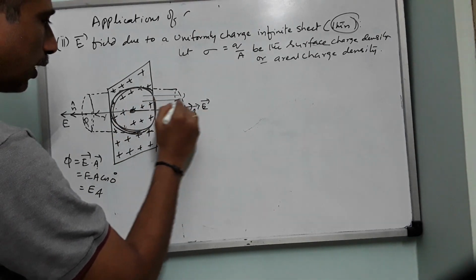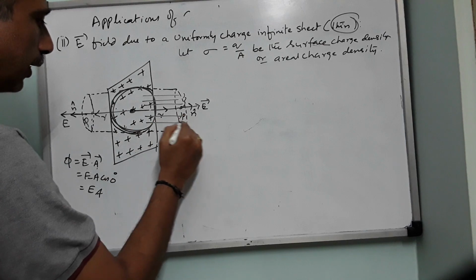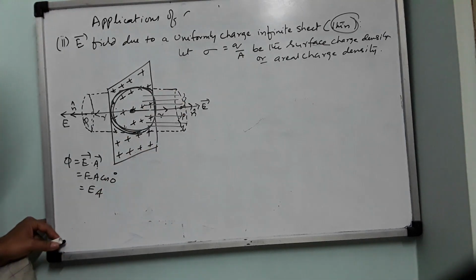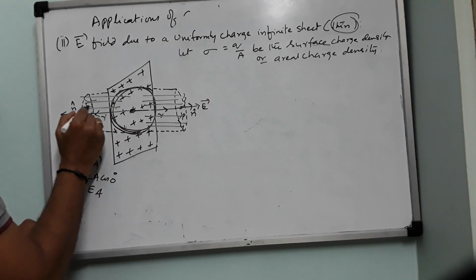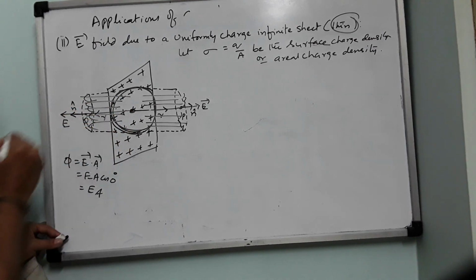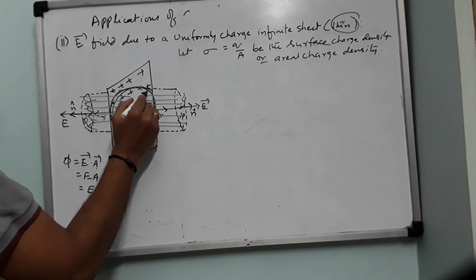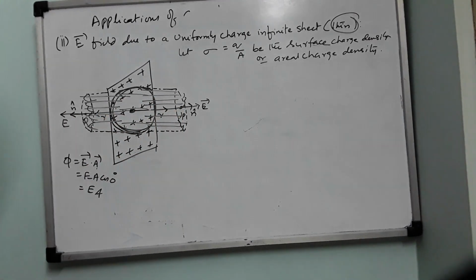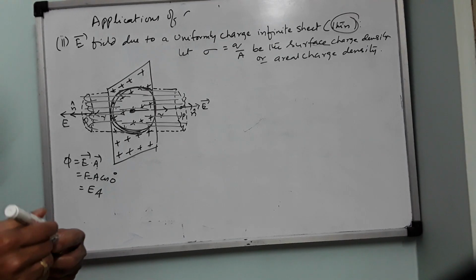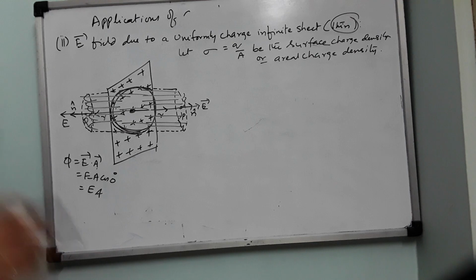Now, if I draw electric field lines due to this one, all the electric field lines will pass like this. Am I right? They are perpendicular to the cross section. Here also they will be like this, so here also they are perpendicular to the cross section. At the same time, you see that these electric field lines are parallel to the curved surface. If the field lines are passing parallel to any surface, flux will be 0. If the field lines are passing perpendicular to any surface, flux will be maximum.